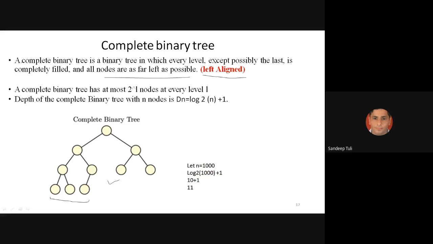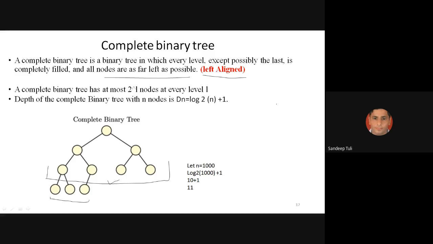Now read the complete definition of complete binary tree. A complete binary tree is a binary tree in which every level, except possibly the last one, is completely filled. Now you can also see that before the last level, all the nodes have been completely filled. Now at the last level, what happens actually? All the nodes must be as far left as possible. It means left aligned.